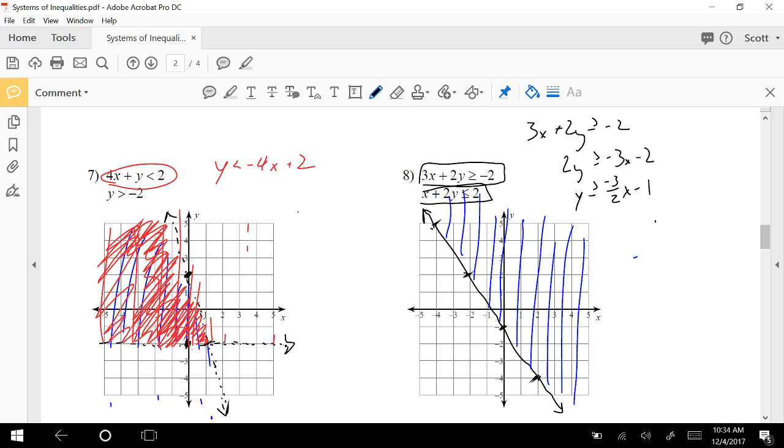So x plus 2y is less than or equal to 2. 2y is less than or equal to negative x plus 2. Divide by 2 every single place, and you get y is less than or equal to negative 1 half x plus 1. So plus 1 would be right there. Negative 1 half, down 1 over 2. Right there, actually.